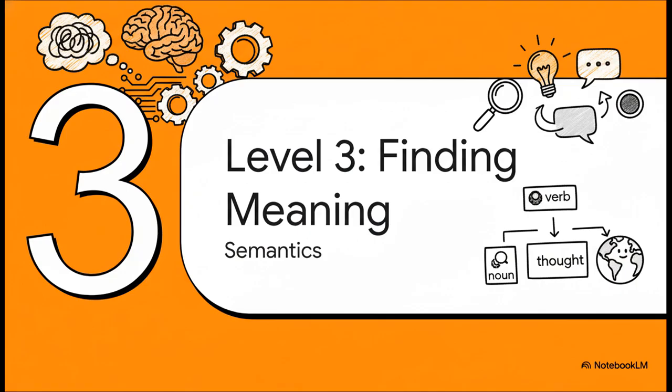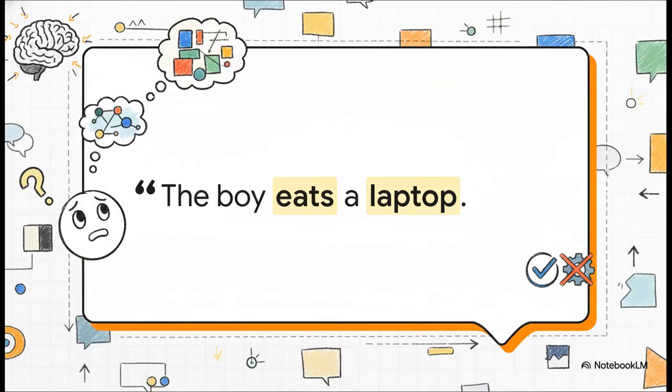So we've built our words and we've put them together using the grammar rulebook. But there's one final, absolutely critical level. Does the sentence we built actually make any sense in the real world? This is level 3, semantics, the study of meaning itself. Check out this sentence. "The boy eats a laptop."